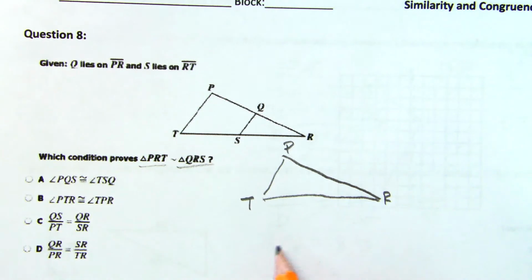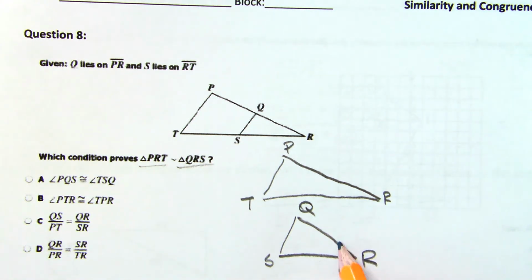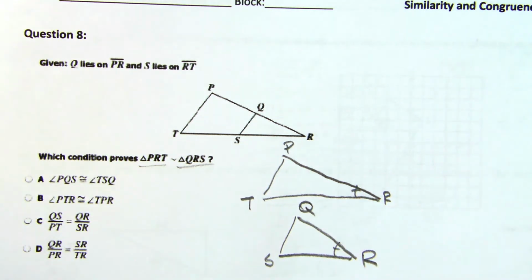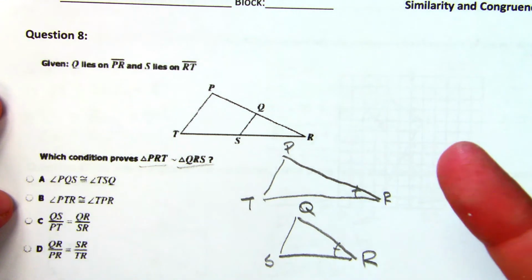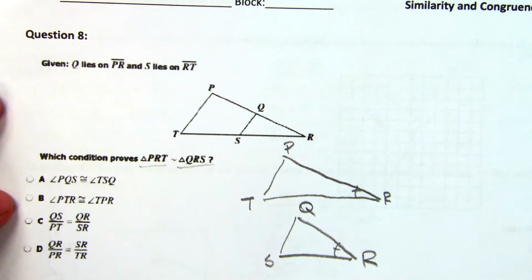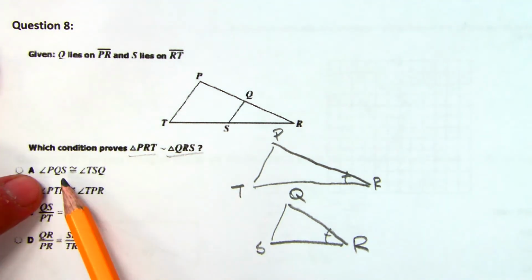PRT, there's my big triangle, and then I've got this little triangle, QSR. Well, I know one thing already, right? I got a pair of angles that are congruent. R and R. It's the same angle, so it's congruent to itself. What do I need? Well, I either need another pair of angles or a pair of proportional sides, okay? So, let's look at my choices.